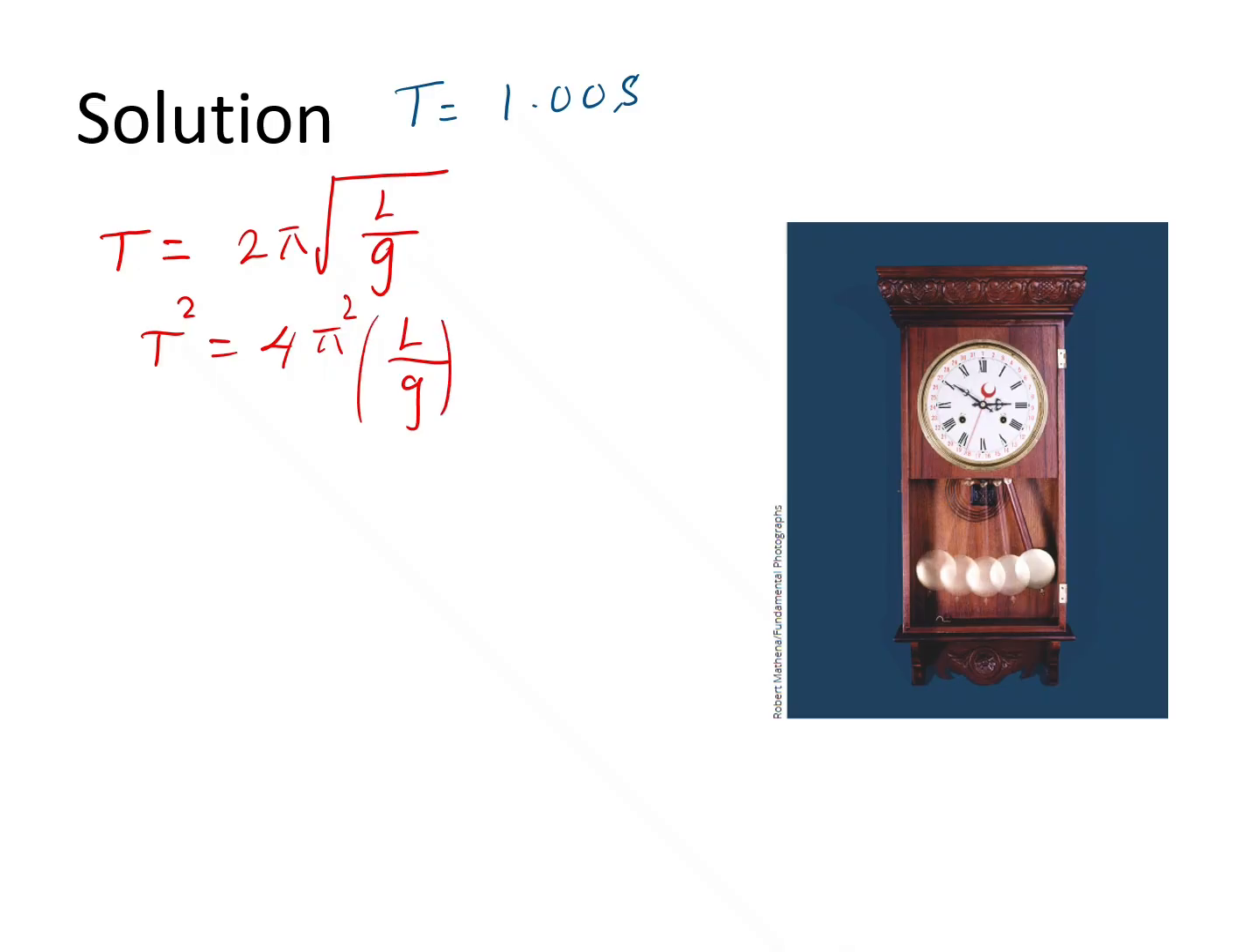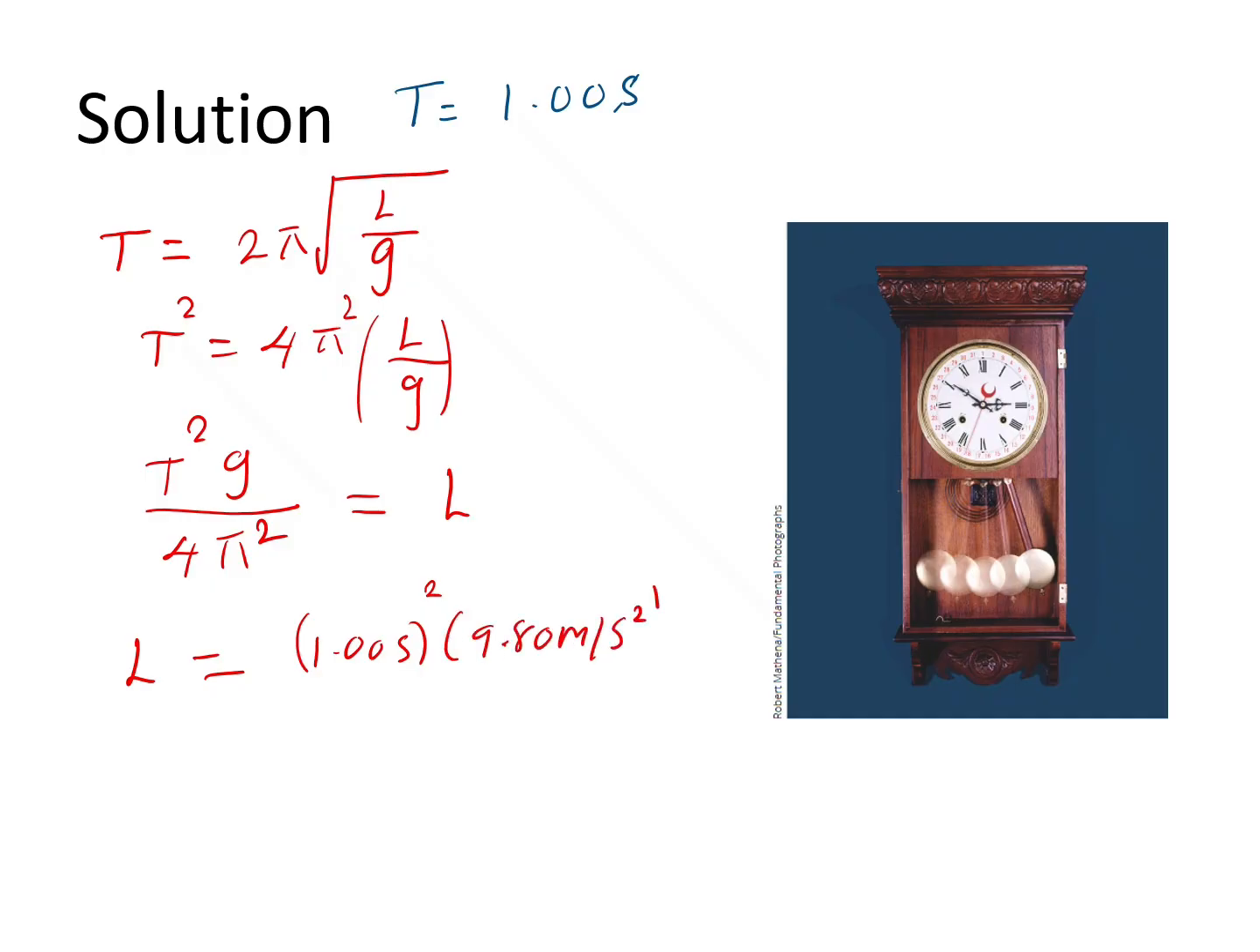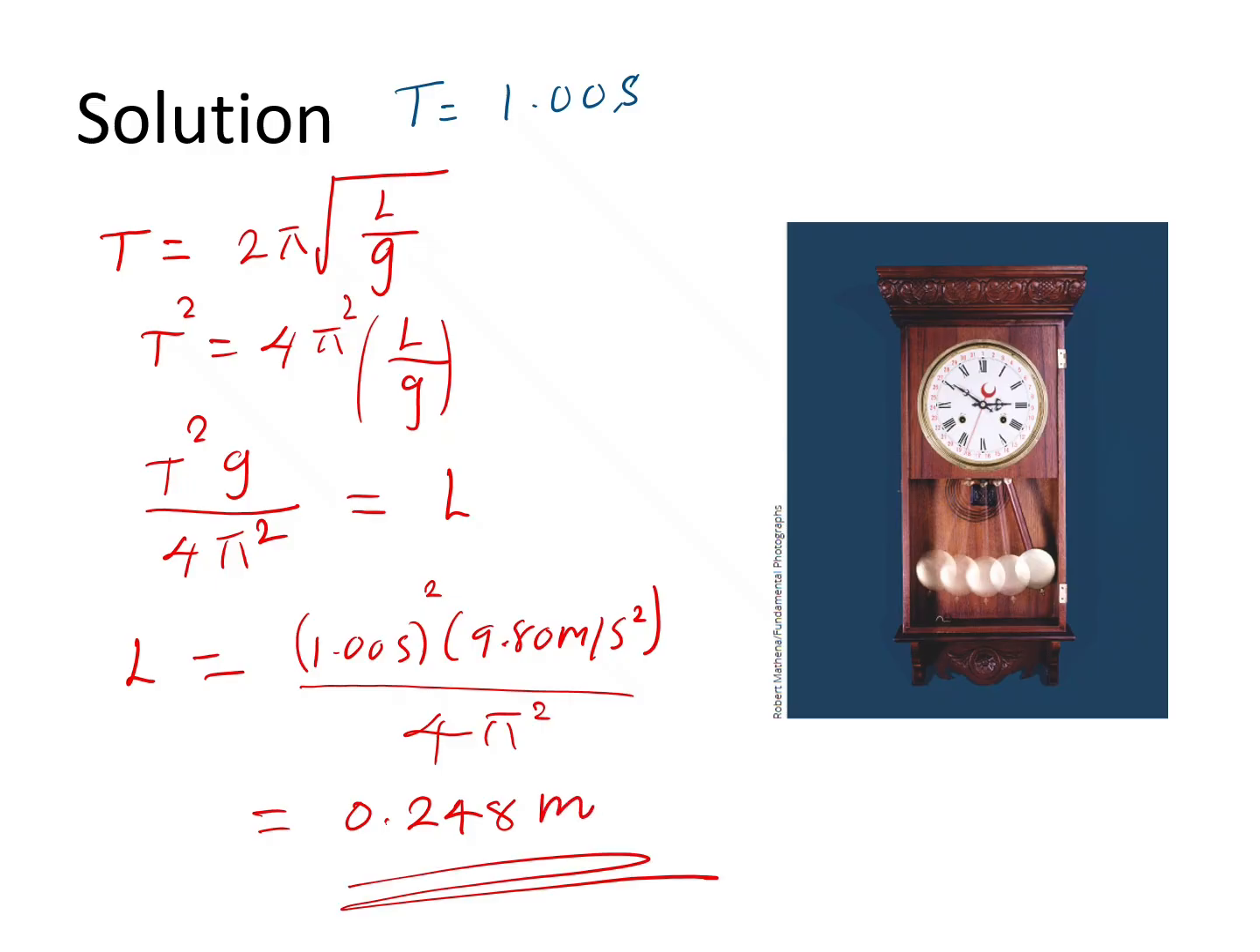And now we can divide both sides by 4 pi squared and multiply by g. So we get T squared times g divided by 4 pi squared, and that equals L. So we can substitute the values. L equals 1 second squared times 9.8 meters per second squared divided by 4 pi squared. And we get 0.248 meters.